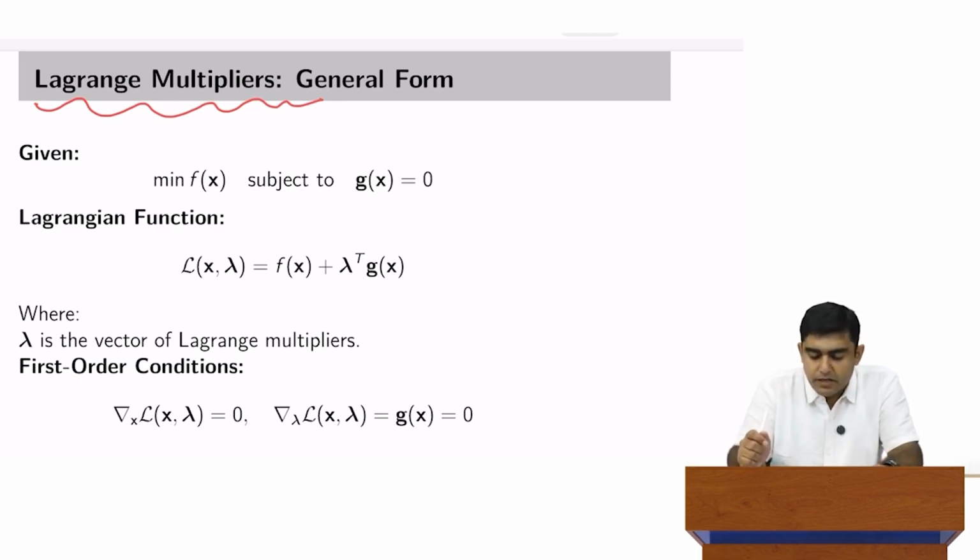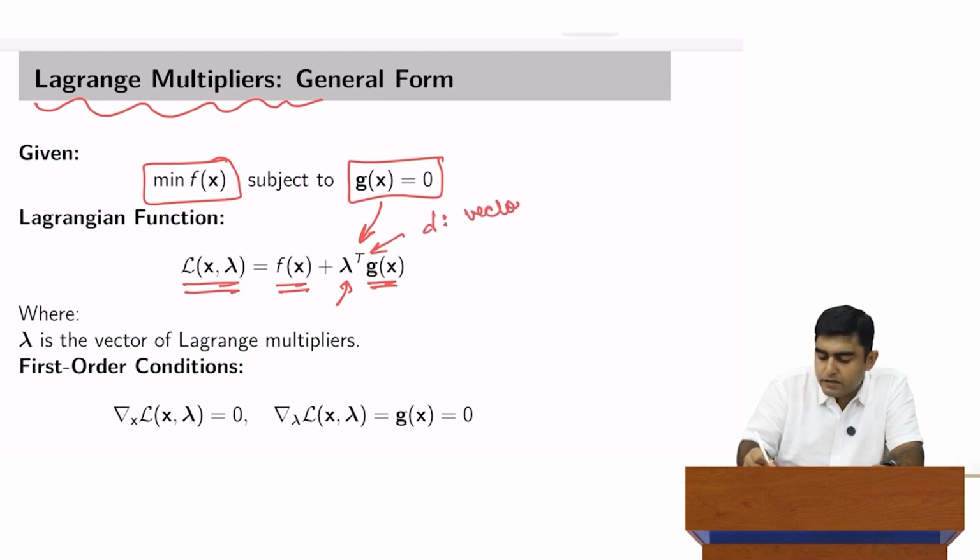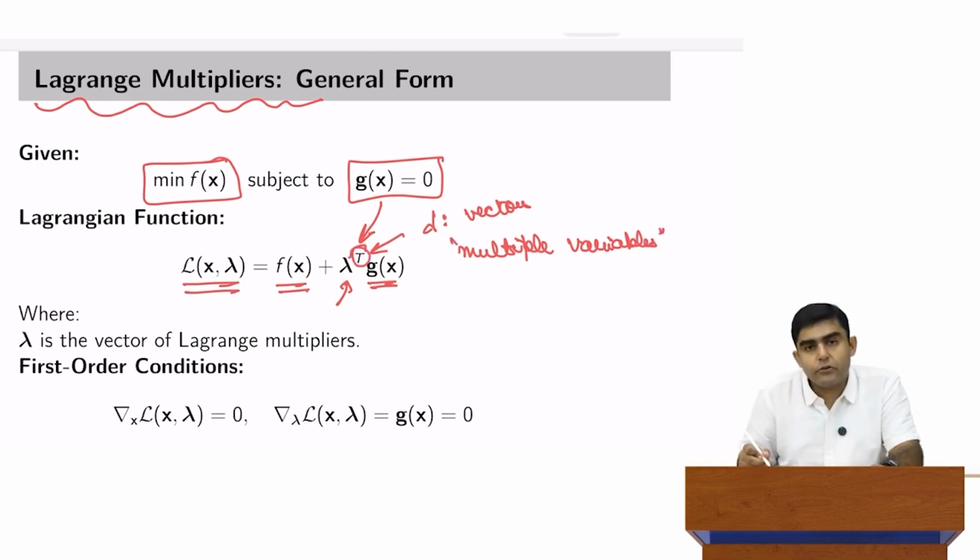So, what Lagrange multipliers do is that if we have a problem stated as a minimization problem of f of x subject to some equality constraint, then the Lagrange function says that we can come up with a new function, which is f of x plus a term lambda multiplied by g of x. This lambda is also a vector if we are dealing with multiple variables, and to ensure the multiplication compatibility, we introduce this notation of transpose.